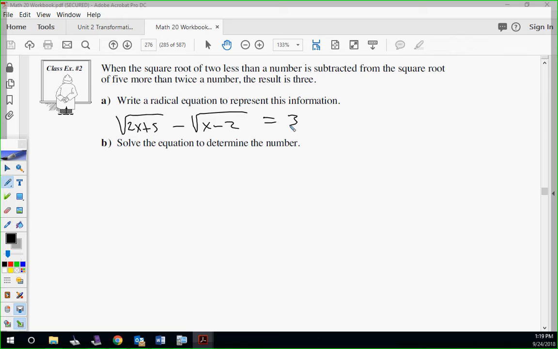So let's walk through that again. The square root of 2 less than a number, 2 less than x, is subtracted from, so you're subtracting that from the square root of 5 more than 2 times the number. That result is 3. Read that, see if you have issues with it. Yeah, what are the issues?